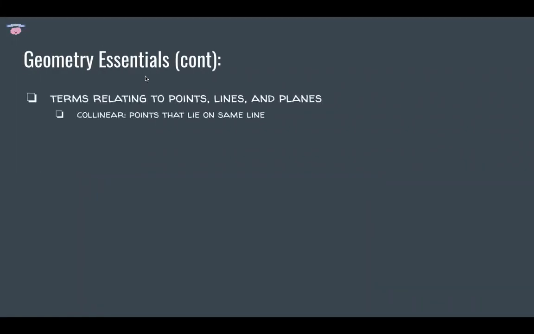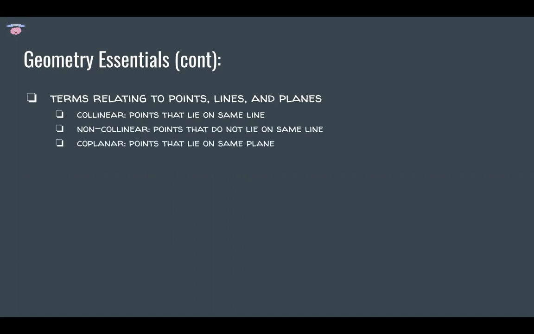So some other important terms, collinear are points that lie in the same line. Non-collinear points that do not lie in the same line. Coplanar points that lie in the same plane. Non-coplanar points that do not lie in the same plane. So A and B are collinear, but A, B, and C are not collinear. In this case, A, B, and D are collinear. You can do the same thing with plane.